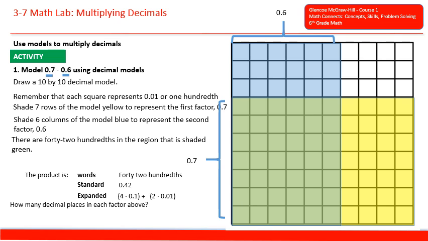How many decimal places in each factor above? 1. 0.7 has 1 decimal place. 0.6 has 1 decimal place. How many decimal places in the product? 2.